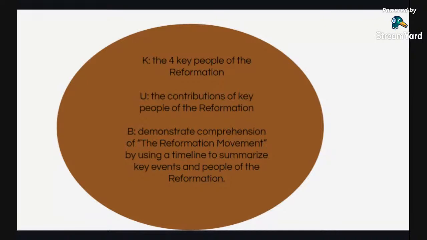We're going to start with the first component in Lesson 5, which is reading. The goal for reading is that students will know the 4 key people of the Reformation. They'll understand the contributions of key people of the Reformation, and they'll be able to demonstrate comprehension of the chapter, the Reformation movement, by using a timeline to summarize key events and people of the Reformation.